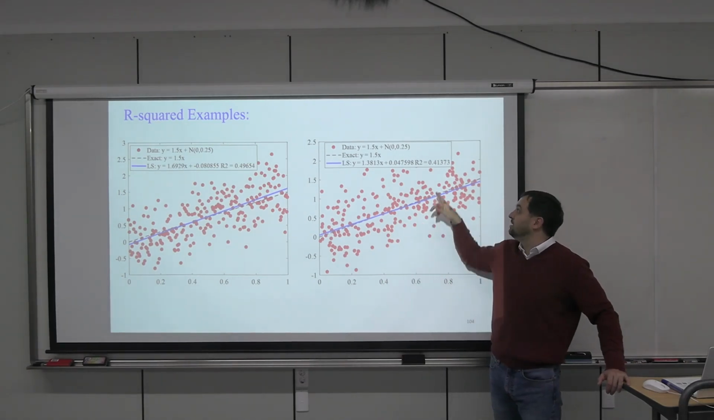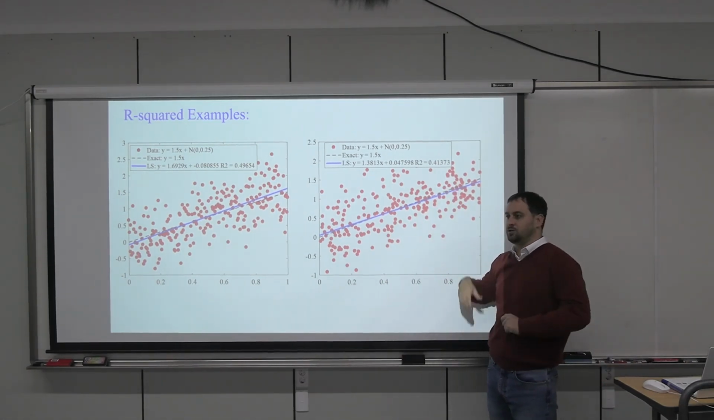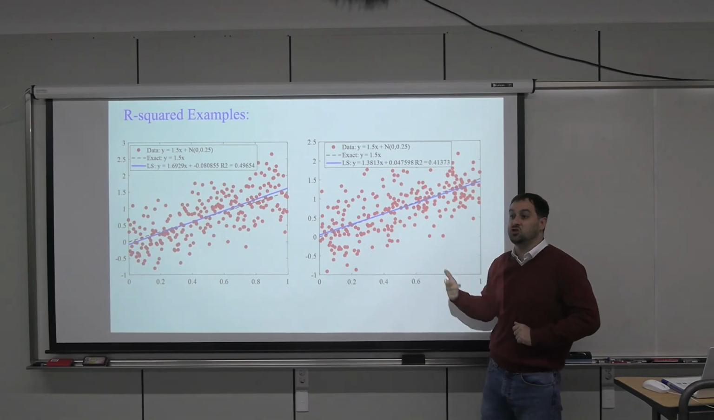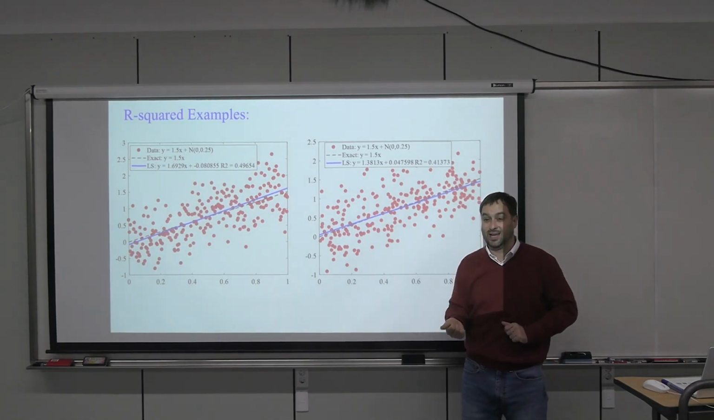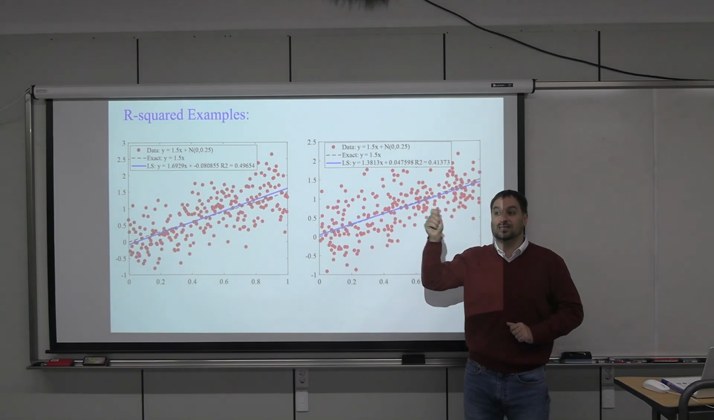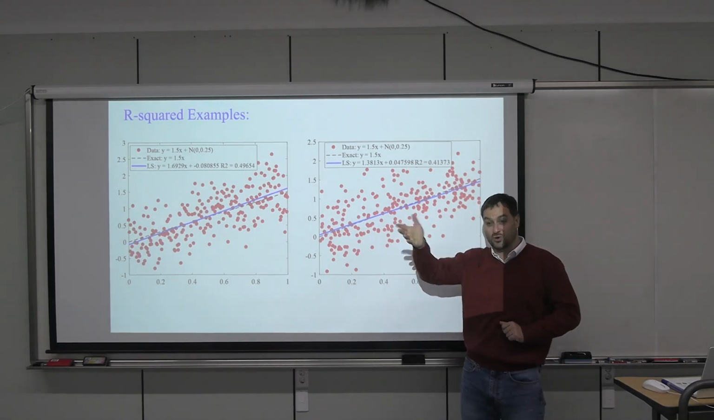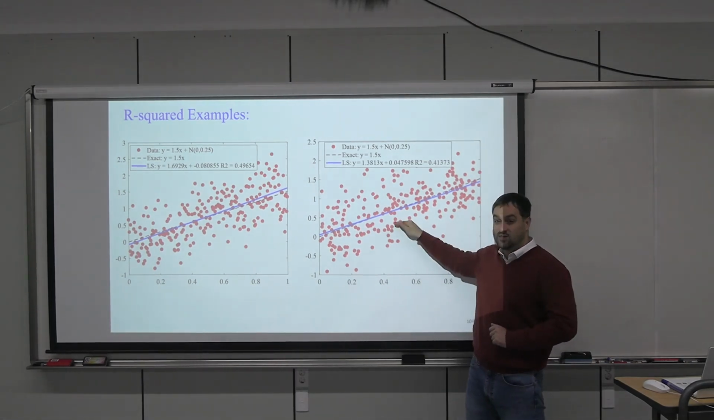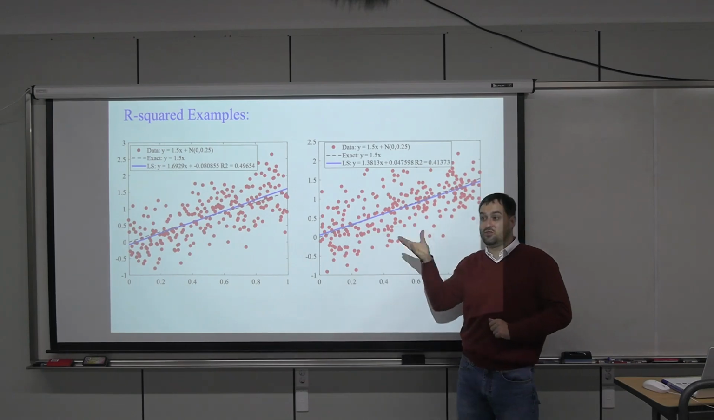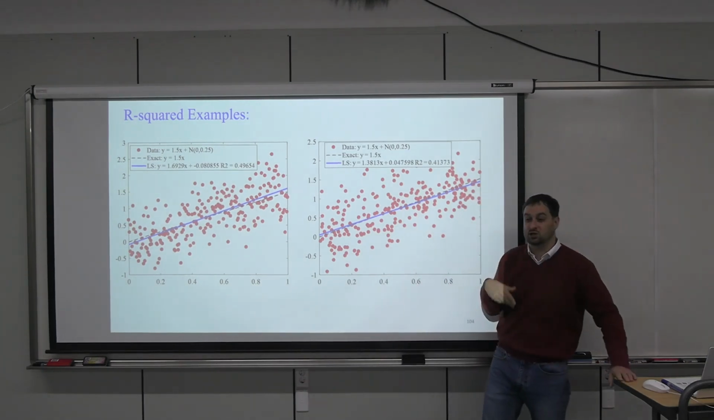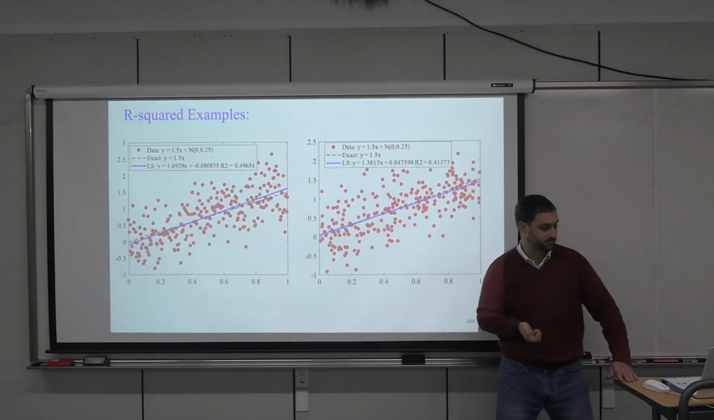And so in this case, these low R squared values are telling us about the magnitude of the noise relative to the y value. So it's the noise to signal ratio, or signal to noise ratio. If you have the correct model, R squared gives you a quantitative measure of the signal to noise ratio.